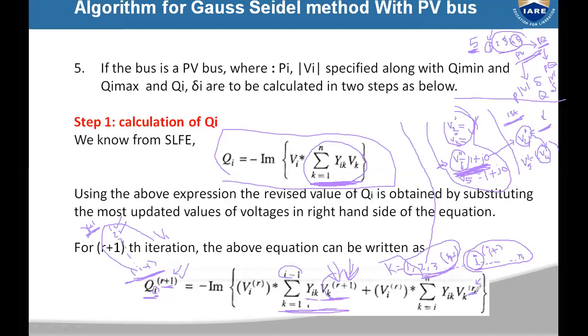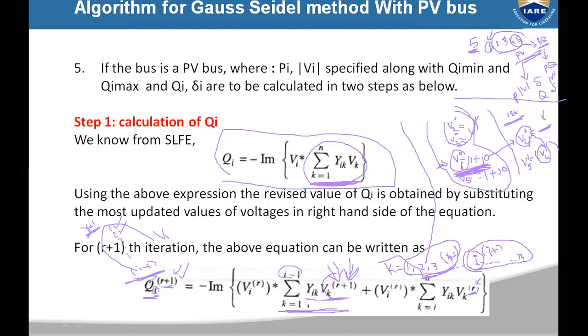Okay, like this you are using the same expression, but you are splitting the summation into two terms, right? The first term includes the previous values, the second term includes the next values. The next values are still not updated, while the previous values are already updated, so you have to use the updated values. In the r plus 1th iteration, you have already calculated V1, V2 up to V i minus 1. From i to n you have not yet calculated.